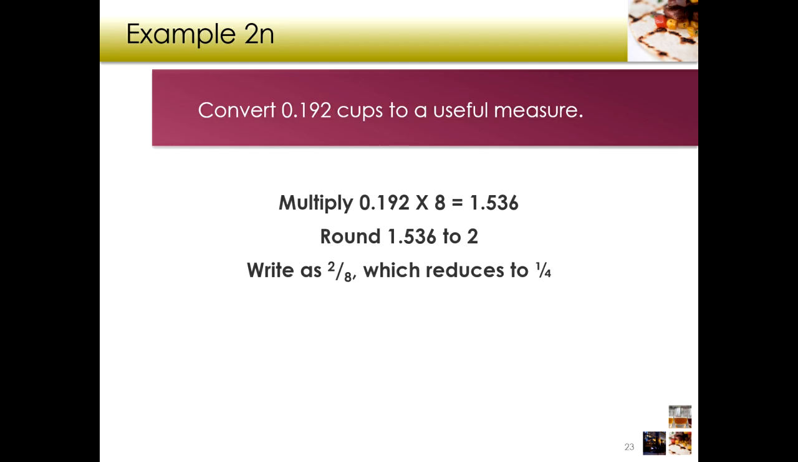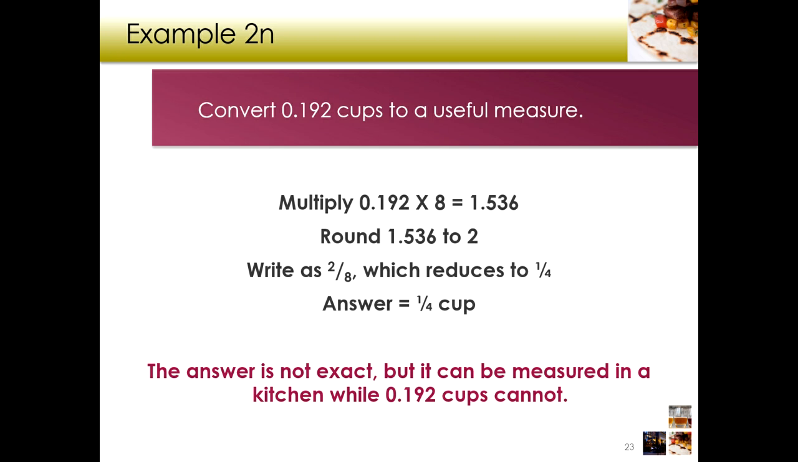So again, this is like I talked about at the beginning. Rounding reduces accuracy, right? So we're rounding 1.5 ounces all the way up to 2, and we're getting almost a whole half an ounce more in this recipe. But depending on the tools you have in your kitchen, you're probably not going to be able to measure the 0.192 or the 1.536 ounces.